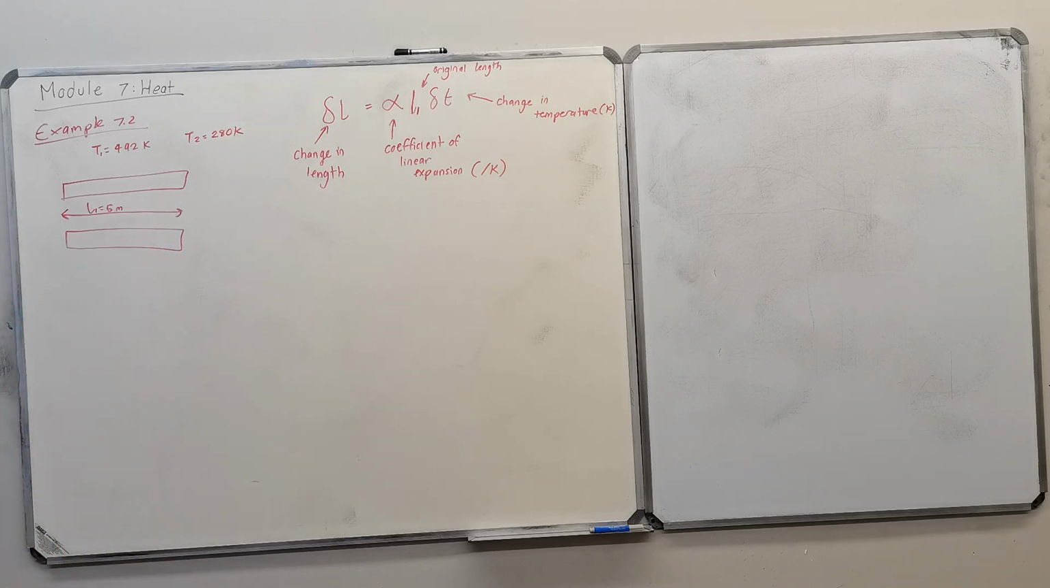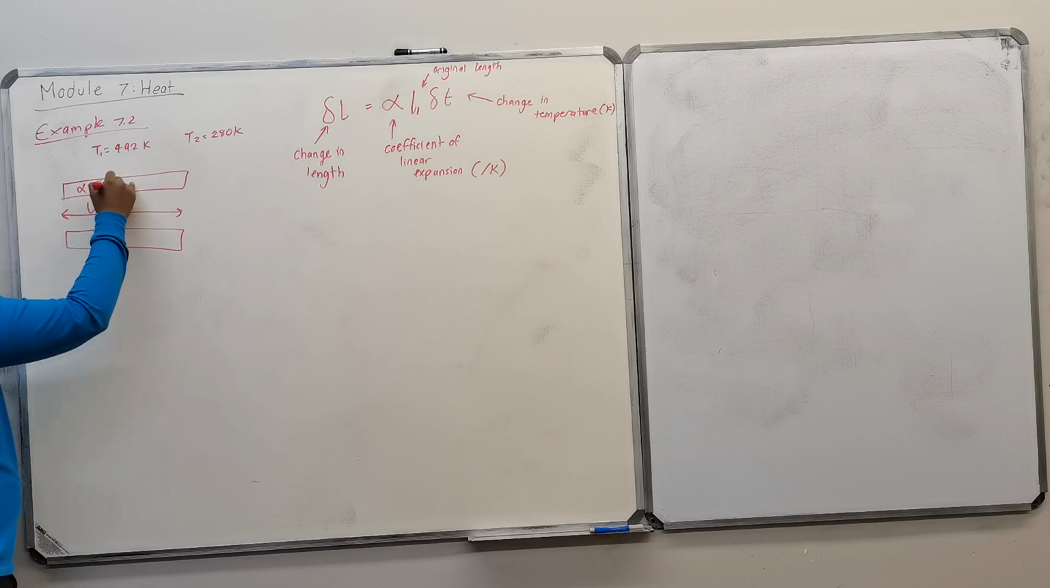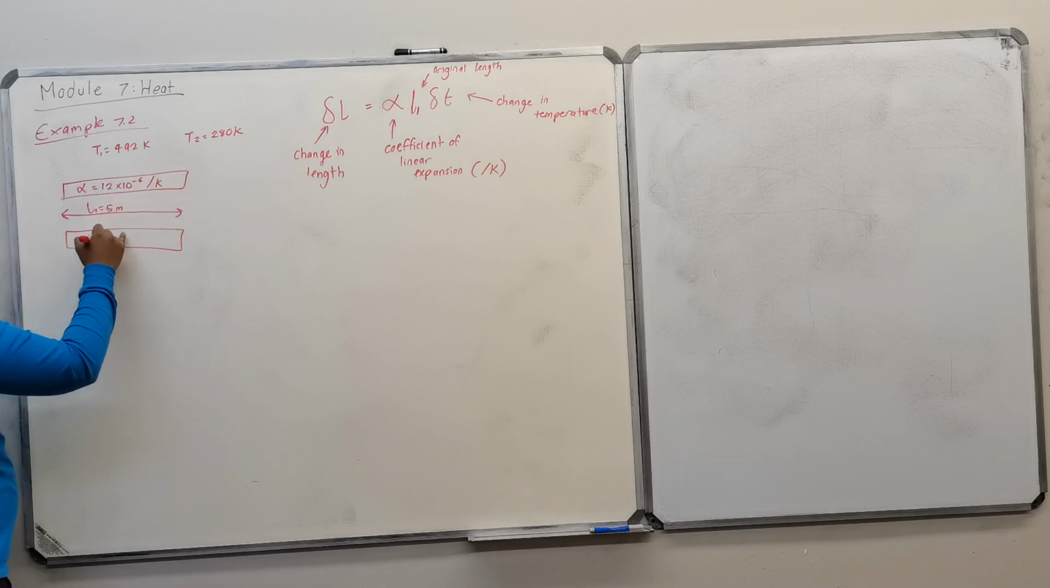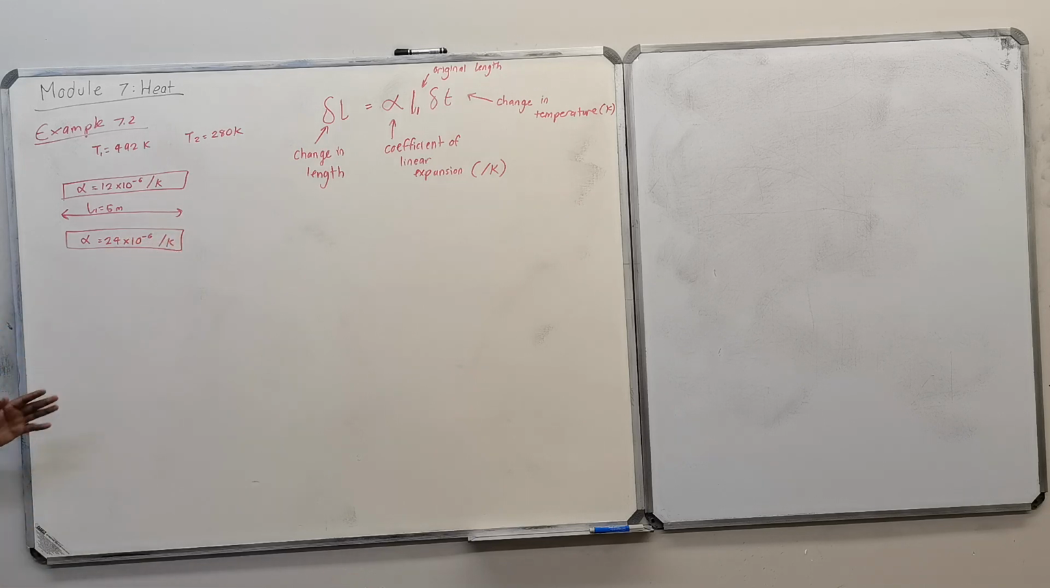And they give you the coefficient of linear expansion, right? The coefficient of linear expansion of steel is equal to 12 times 10 to the minus 6. And then of aluminium, 24. Okay, this is all the information they gave. They want to know the lengths at the new temperature, so the new length. So let's start with steel.